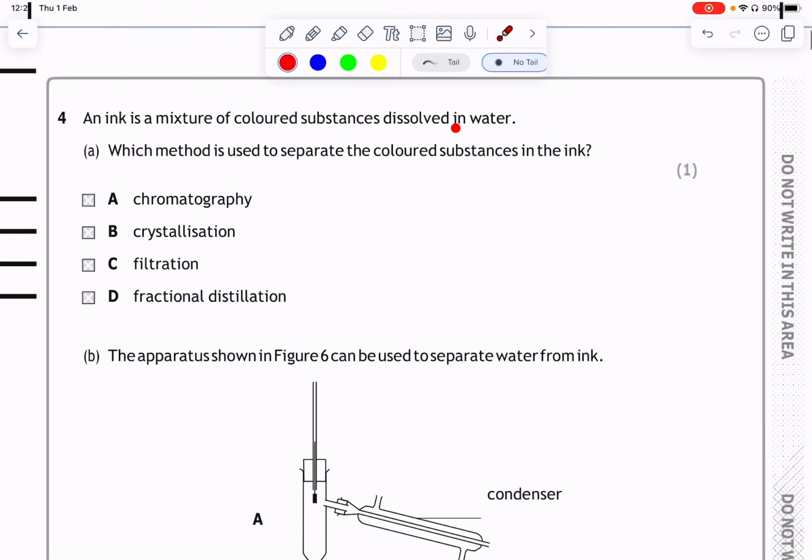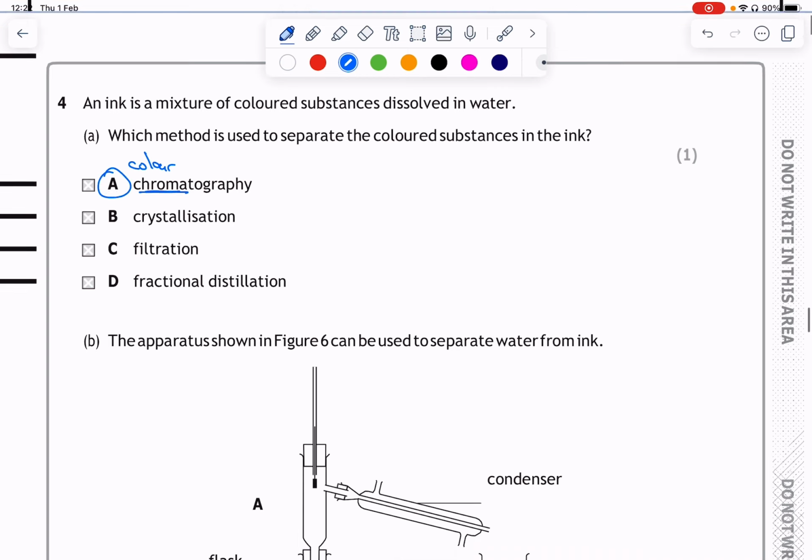So ink is a mixture of coloured substances. Which method is used to separate the coloured substances in the ink? So if you remember what we talked about in class, we talked about chrome. Chrome means colour. So it's kind of a hint in the very way these words are said. So the method we use to separate the colours in ink is chromatography.